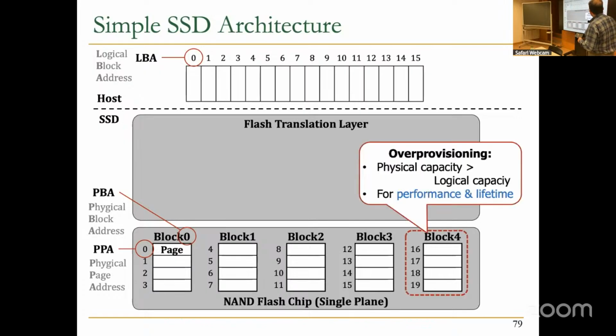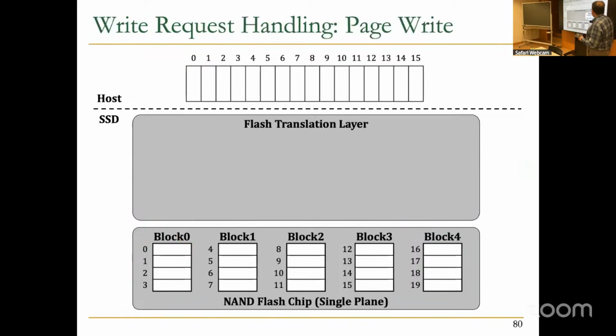You can see that we have over-provisioning here: the physical capacity is greater than the logical capacity, and that always happens in SSDs. When you buy, for example, an SSD with 1 terabyte, that SSD internally has much more than 1 terabyte, to make sure that we can do out-of-place updates as much as possible. At some point you cannot, and you need to do garbage collection, which we're going to see.